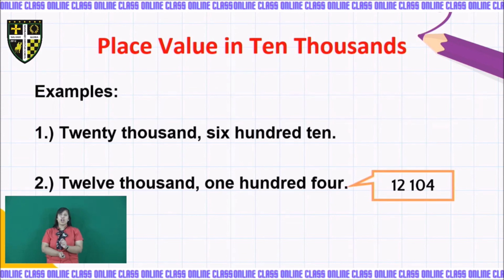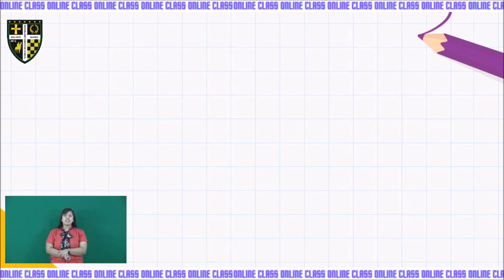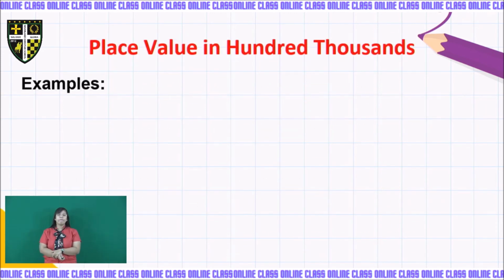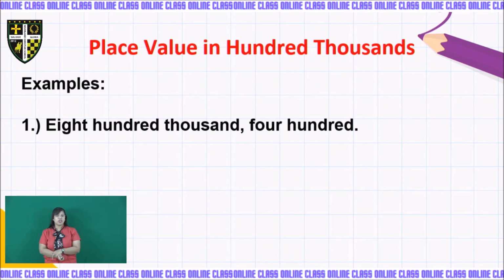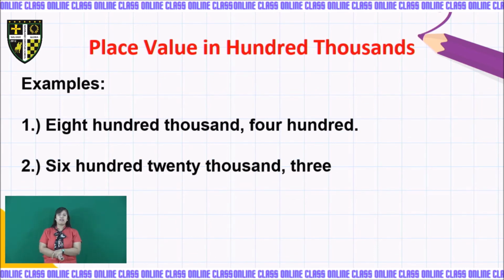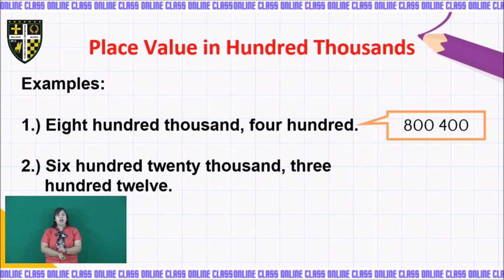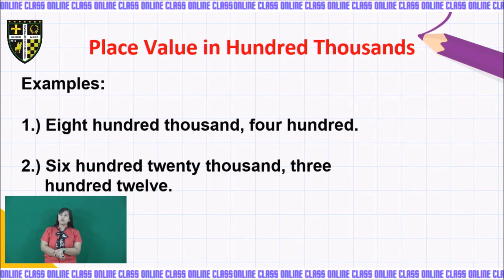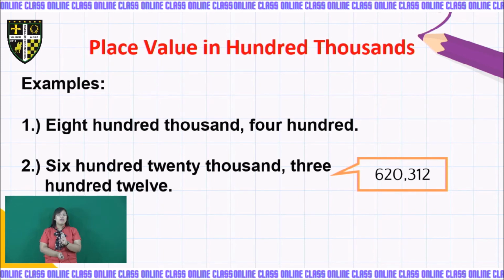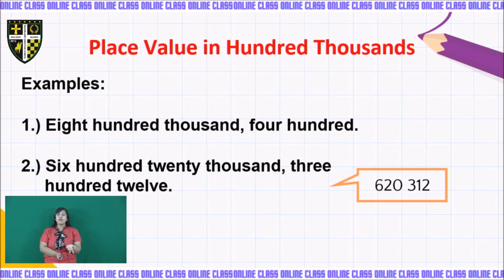And the next one, for the number 2, we have 12,104, or 12 space 104. For the 100,000, we have 800,400 and 620,312. For the first one, we can write it as 800,400, or 800 space 400. For the second one, we have the answer of 620,312, or we can write it as 620 space 312.